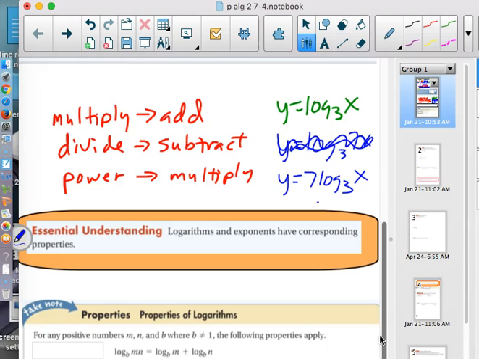So our essential understanding is going to be logarithms and exponents have corresponding properties. We're not learning anything new. We're just using it differently with logarithms. That's all we're doing.